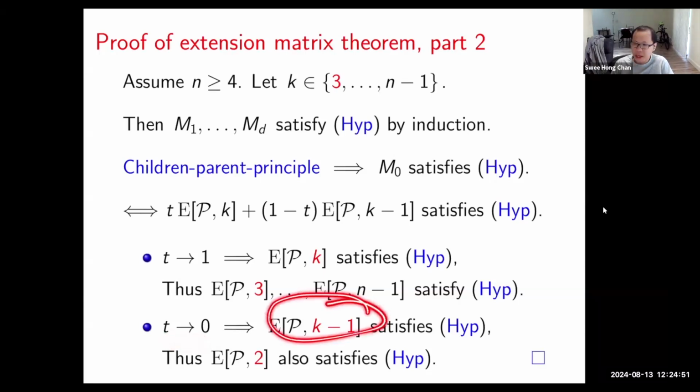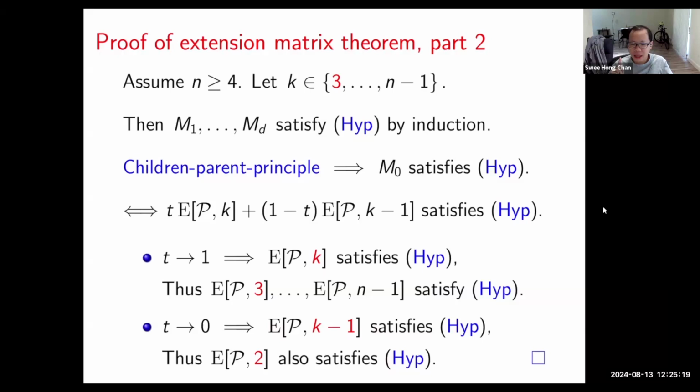Then you will also get that APK minus 1 satisfies the hyperbolic property. Take k equal to 3, then you get EP2. That is how you cover all values. This is a very subtle detail that, at the philosophical level, probably does not matter. But when you prove this thing, this is one of those small things that will trick you. That's why I spend some time to explain it here.